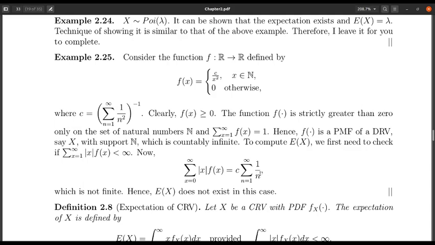Okay, I stop here in this lecture. In the next lecture, we are going to talk about the expectation of a continuous random variable. We have already talked about the expectation of the discrete random variable. Now we have to talk about the expectation of the continuous random variable.